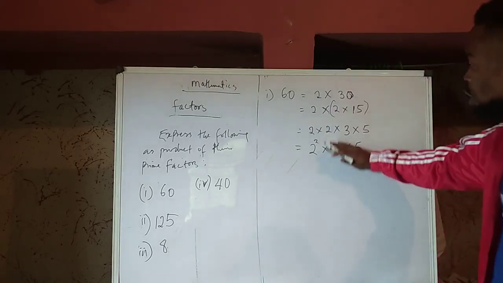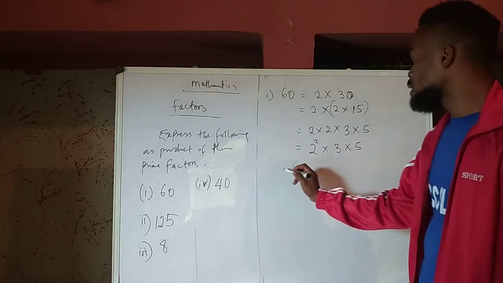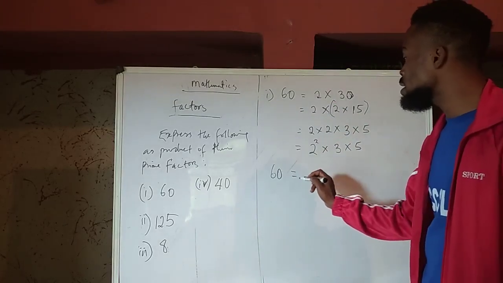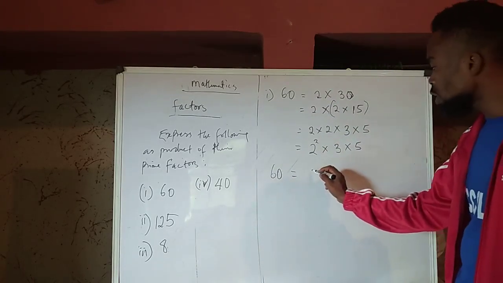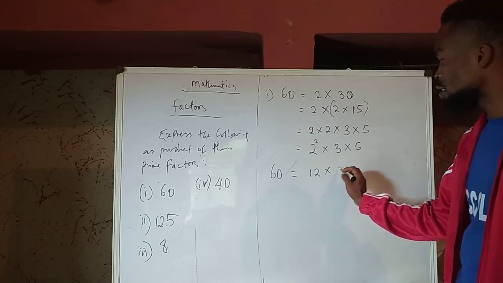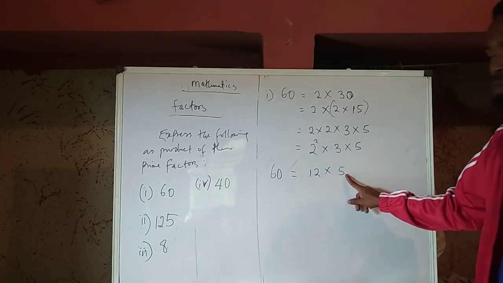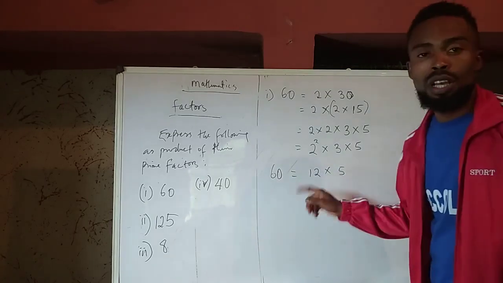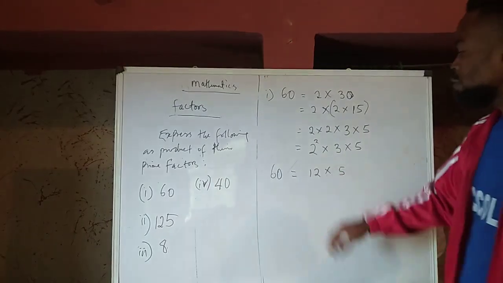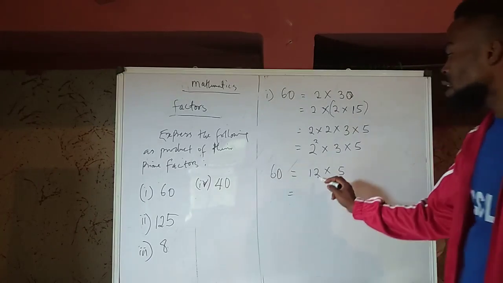Okay, we can actually work with this in another way. Remember, we can also say that 60 is 12 times 5, right? 5 is a prime number, but 12 is not a prime number. So we have to reduce 12 to prime numbers. So let's do that.